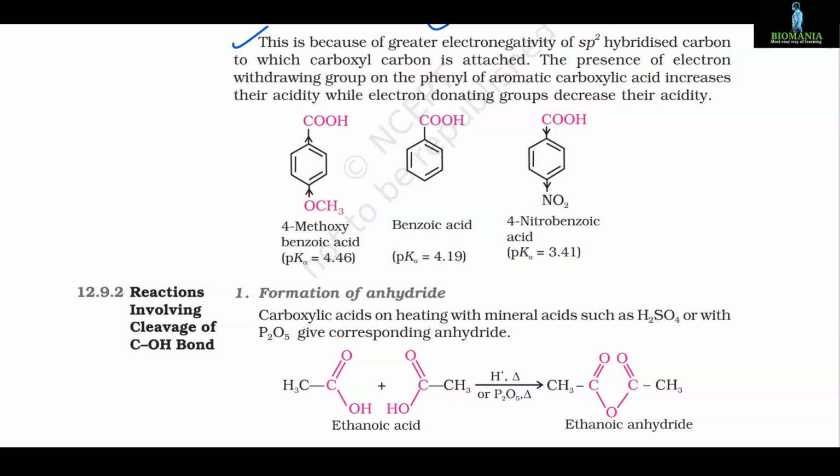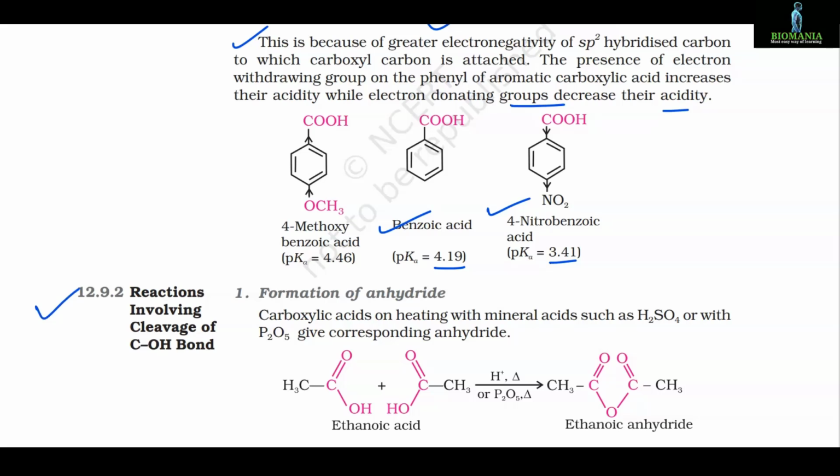The presence of an electron withdrawing group on the phenyl of aromatic carboxylic acid increases their acidity, while electron donating groups decrease their acidity. Here you can see that the 4-methoxybenzoic acid pKa value is 4.46. Benzoic acid pKa value is 4.19. 4-nitrobenzoic acid pKa value is 3.41.